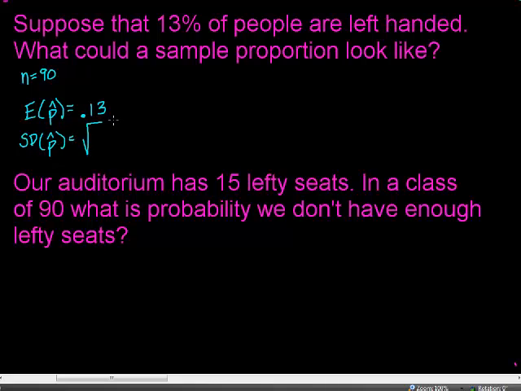And the standard deviation is the square root of 0.13 times 0.87, that would be p times q, divided by 90, my sample size, okay? And if I divide this out, I get 0.0354.